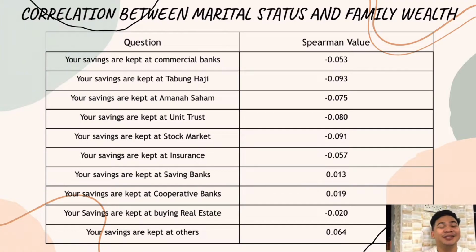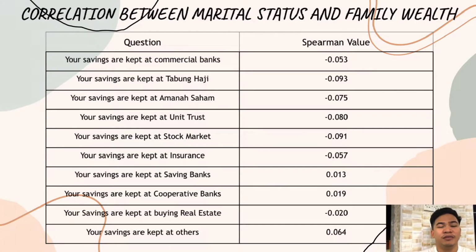Lastly, correlation between marital status and family wealth. Marital status on family wealth correlation. Savings that are kept at commercial bank show negative interaction with the Spearman value negative 0.053. Next, savings that are kept at Abu Haji show Spearman value negative 0.093, indicating weak negative interaction.